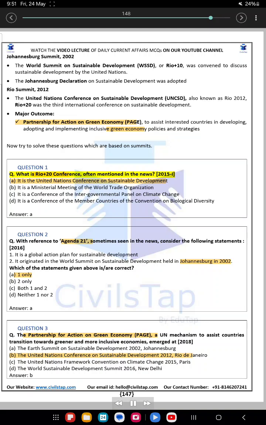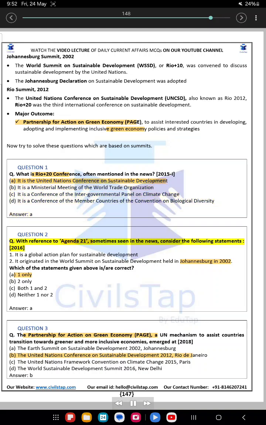Question 1. Which is Rio Plus 20 conference, often mentioned in the news? 2015. A. It is the United Nations Conference on Sustainable Development. B. It is a ministerial meeting of the World Trade Organization. C. It is a conference of the Intergovernmental Panel on Climate Change. D. It is a conference of the member countries of the Convention on Biological Diversity. Answer A.